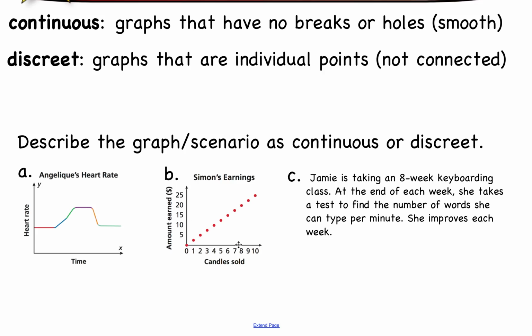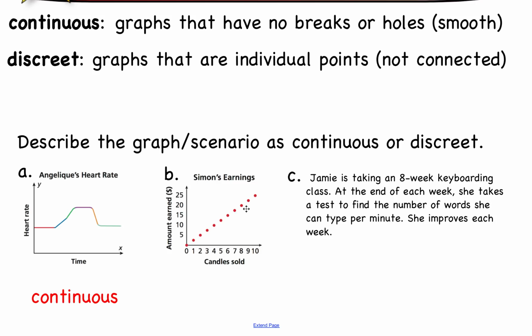So I've got some examples here that would make hopefully this a little more clear. Letter A demonstrates a heart rate over time. Well, a heart rate generally doesn't stop. Okay, this is someone's heart rate that is alive. So that represents a continuous graph. Okay, it goes on and there's no breaks. It's a smooth curve.